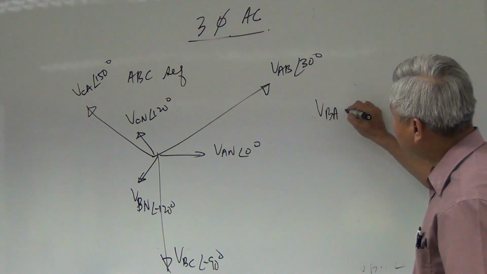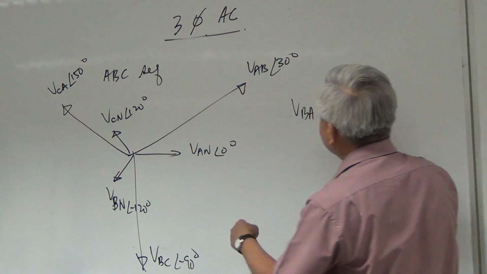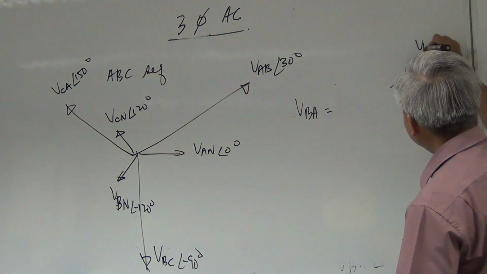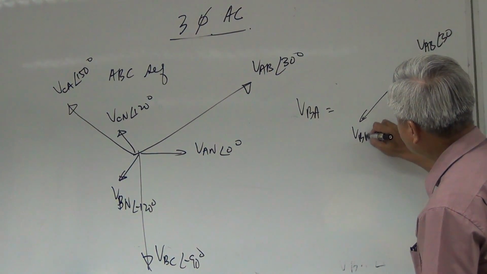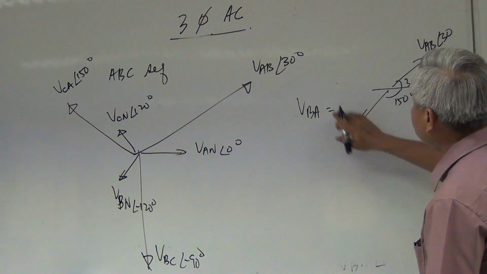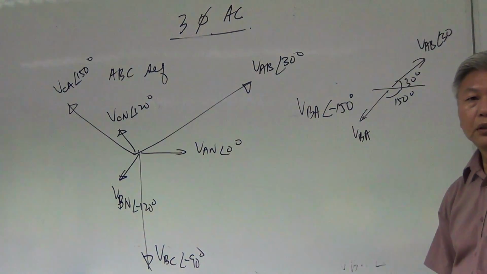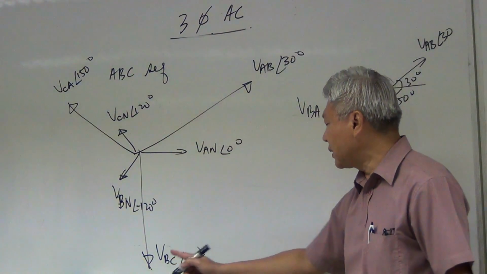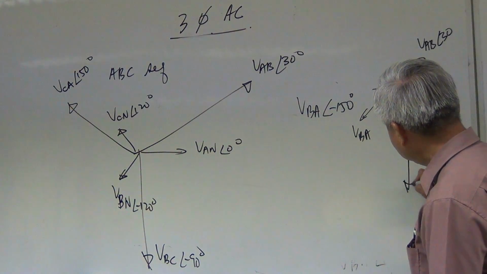I ask you for VBA. So VAB is 30 degree. So what's VBA? VAB is 30 degree. VBA is the other way. So here is 30 degree, here is 150. So VBA is minus 150 degree. Right? Now how about VBC? VBC is minus 90 degree.